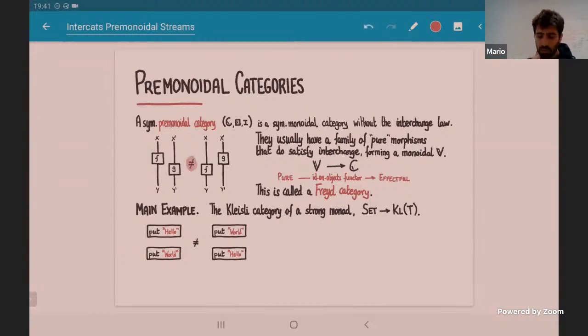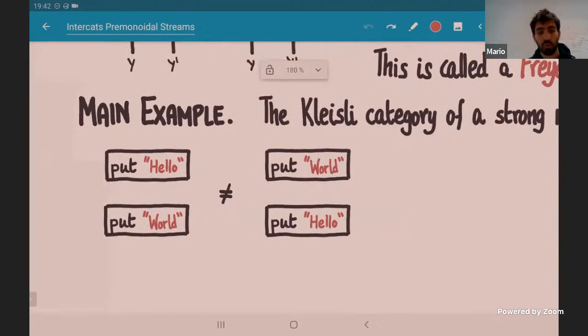And the main example are the Kleisli categories of strong monads. So if you take some strong monad over Set and you compute the Kleisli category, it is not true that the effects commute. So if you are describing programs, doing the following two programs is different because one of them is going to output in one order and the other one is going to output the phrase backward.